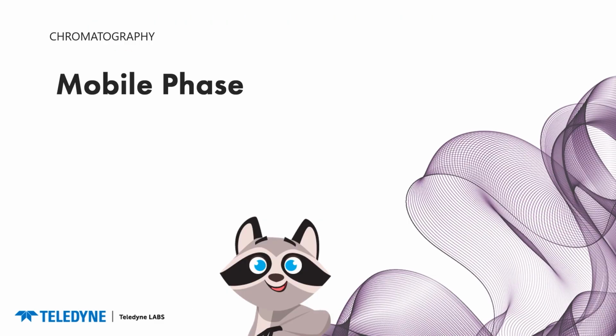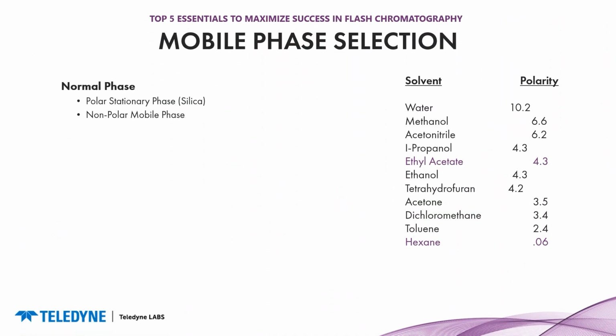We will now move on to our second essential for maximizing success in flash chromatography, which is going to be the mobile phase. We mentioned it a little bit before. This is the phase that's going to carry your components throughout the stationary phase. So how do we know which mobile phase to use? A lot of that's going to come down to which phase you're in. Are you in normal phase, or are you in reverse phase? And what's the difference between those two phases?